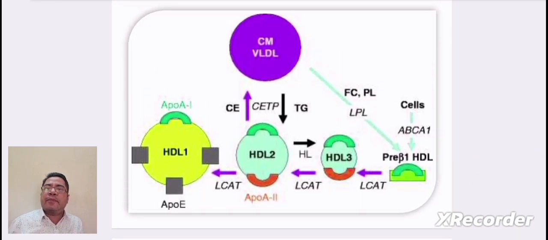In this diagram, we can see chylomicrons and VLDL give pre-beta HDL, which is transferred with the help of the enzyme lecithin cholesterol acyltransferase to HDL3, HDL2 and finally to HDL1. HDL2 contains ApoA2, whereas HDL1 contains ApoA1 and ApoE.